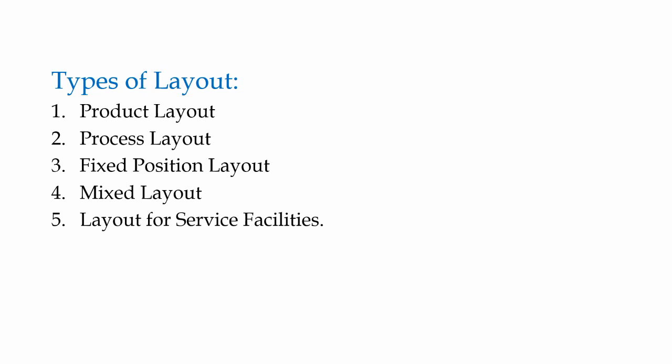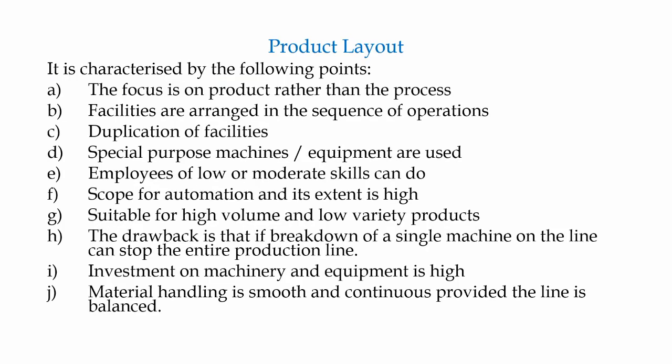Then types of layouts. Here we come across product layout, process layout, fixed position layout, then mixed layout and layout for service facilities. In detail, if we look at the product layout, here we have some important characteristics of the product layout. Here the focus is on product rather than the process. The facilities are arranged in the sequence of operations and duplication of facilities, because here we are arranging the machineries in the sequence in which the operations are carried out.